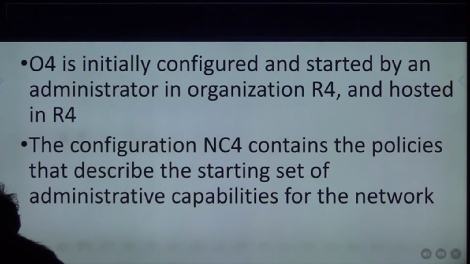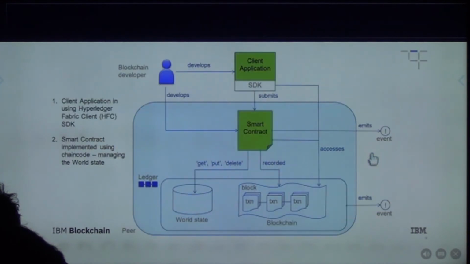So O4 is initially configured and started by an administrator in organization R4 and hosted in R4. उसी R4 की के HEC के अंदर ही ये इंस्टॉल हुआ हुआ है. The configuration NC4 contains the policies that describe the starting set of administrative capabilities for the network. वो system administration का सारा वो NC4 के अंदर है.